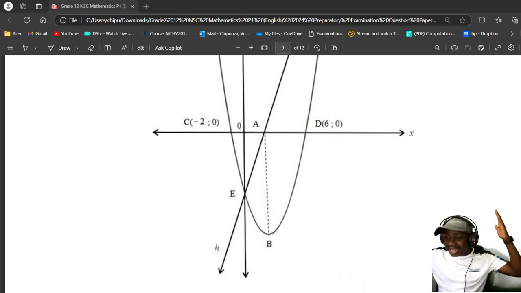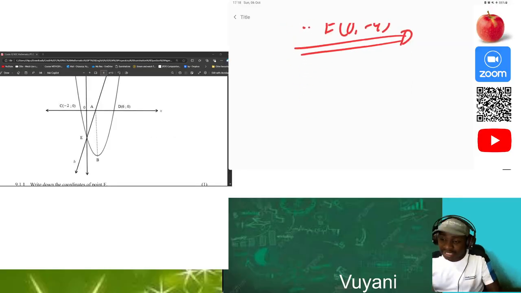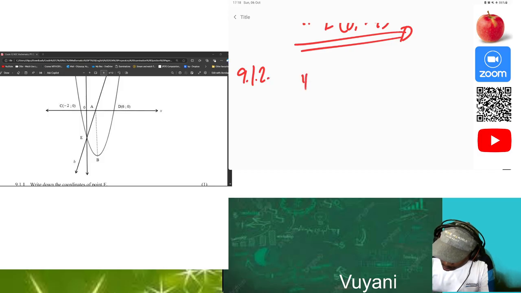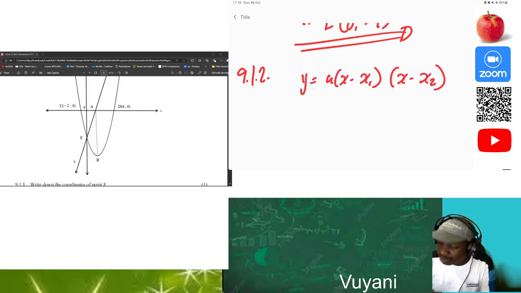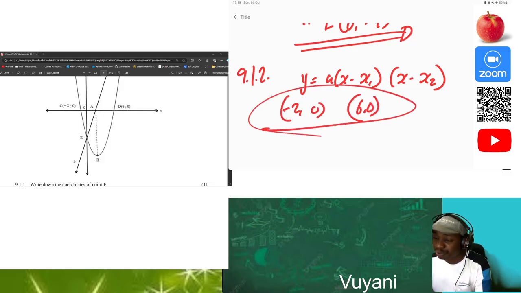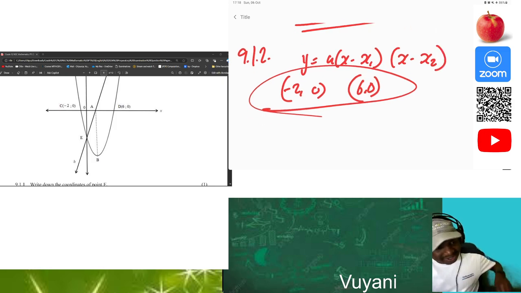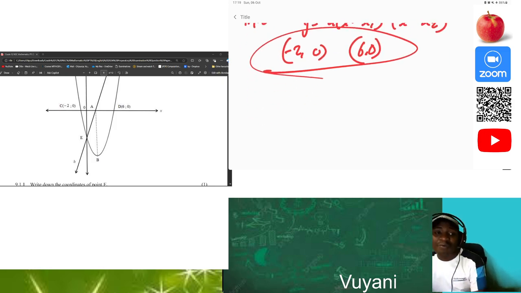So this is already easy, and we can calculate this equation by using the x-intercept formula of the parabolic function. We know that y is equal to a(x minus x1)(x minus x2). This is what we call the x-intercept formula. We are given the two x-intercepts, at (-2; 0) and also at (6; 0). So these are the x-intercepts, which we will use so that we can get the answer. Now let's substitute.